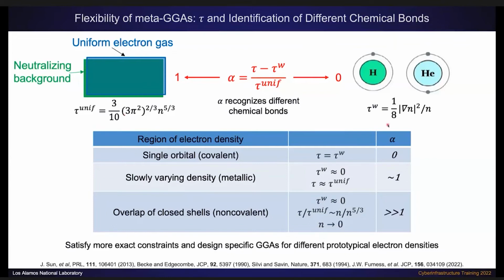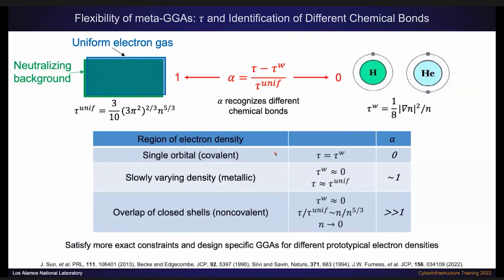And we can also describe these two closed-shell atoms here, the hydrogen and the helium. And here the alpha ranges between 1 and 0. And these are known forms. So we have here this tau Weizsäcker is given here, and the tau uniform is given here. By analyzing between 0 and 1, and also things that are greater than 1, we're able to recognize the different chemical environments in the material.